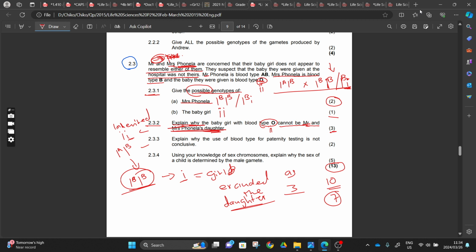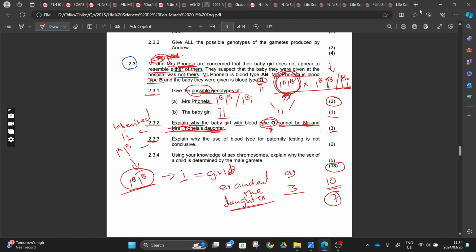They say explain why the baby with blood group type O cannot be Mr. and Mrs. Fonela's daughter. She has this and this, and she will need both of them from the parents. It means she got 1 from the father and she got 1 from the mother. But since Mrs. Fonela has a possibility of being this combination, these chances now exclude the baby more.